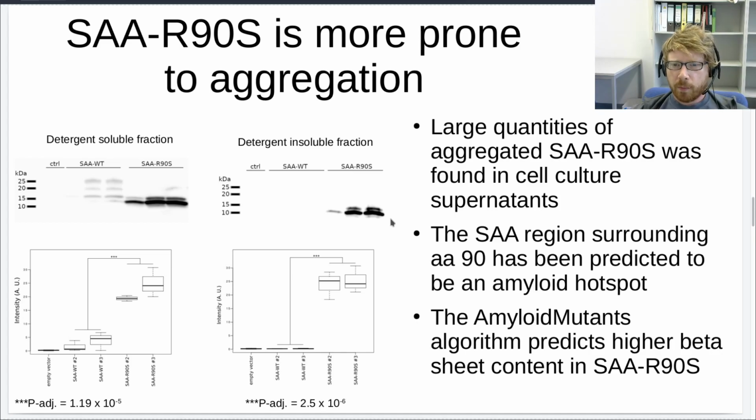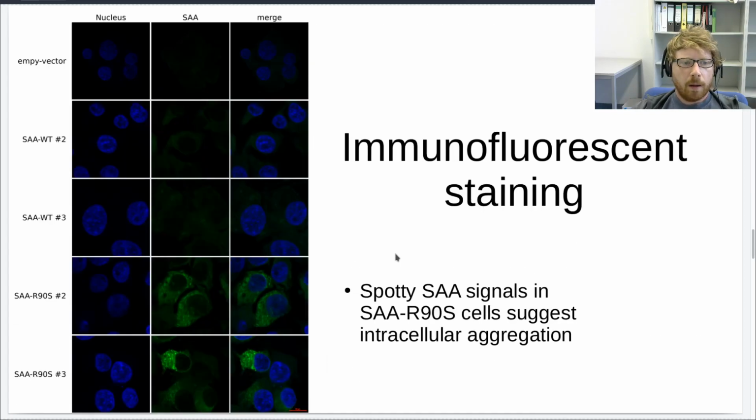Using computer programs, we also predicted that this region is an amyloid hotspot in the mutant protein. We also validated that by staining the cells with an antibody against SAA. As you can see here, there is not much expression detectable in the wild-type cells, but with the mutation we see a spotty diffuse localization of SAA, which is also an indicator of intracellular aggregation in these cells.